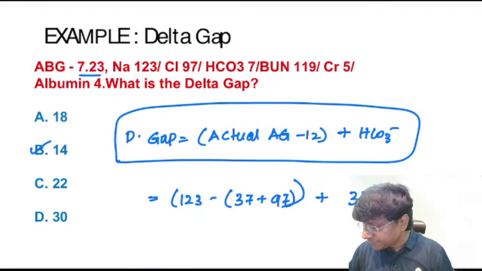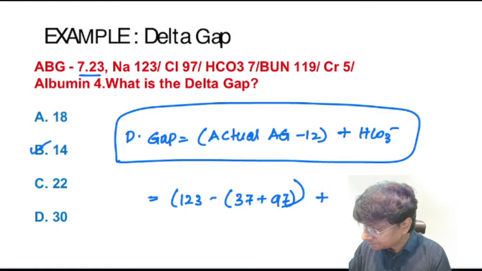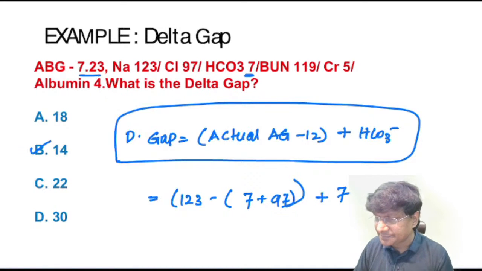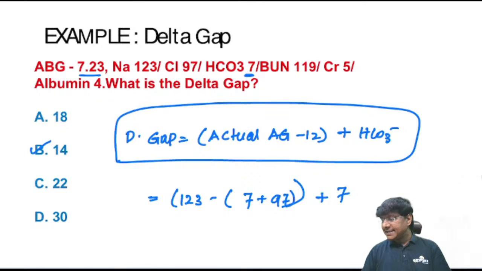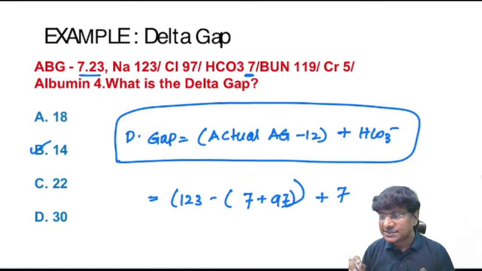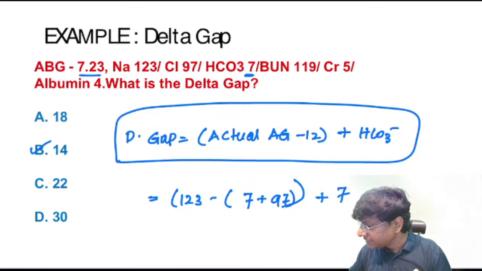So if you take the delta gap, I'm sorry, the bicarbonate value is 7. Thank you, Elsa. So the answer in this question is 14. So that is about the importance of the delta gap. In this session we have discussed the anion gap, corrected anion gap, then delta gap.